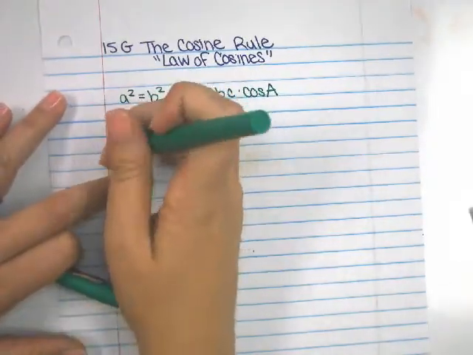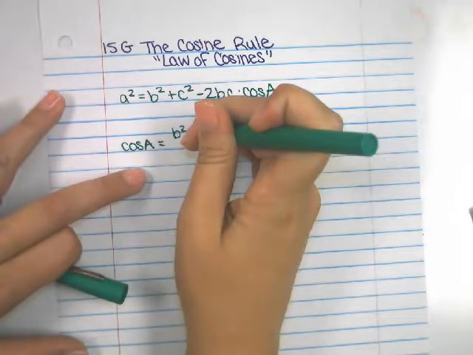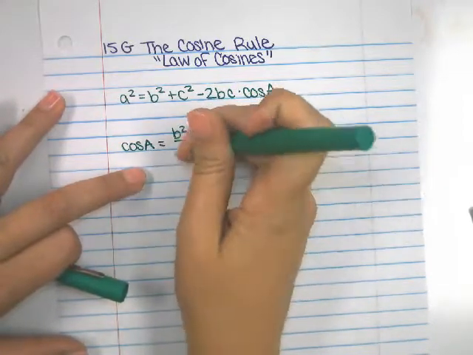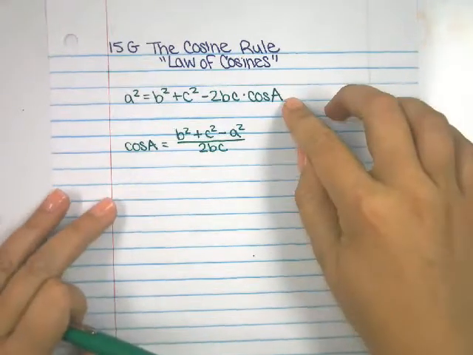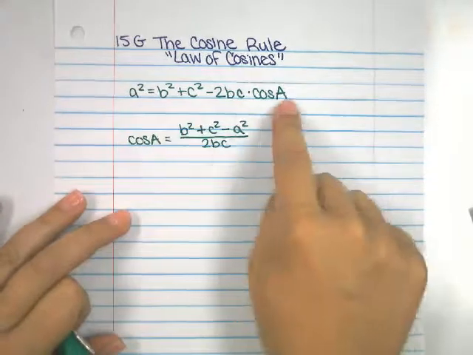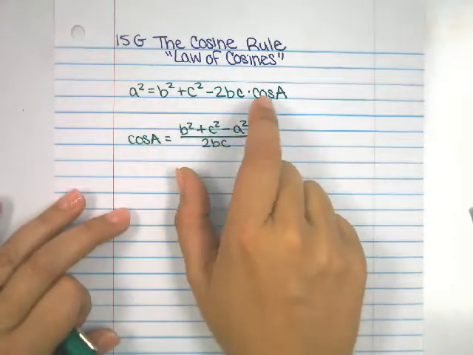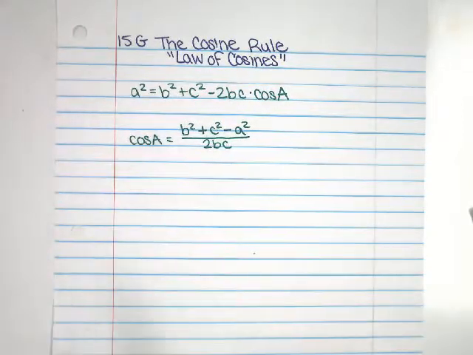Okay, there's that one, and then there's the second, which is the same formula as the first line, but they've solved it for the cosine of A. So this one has a squared equals b squared plus c squared minus 2bc cosine A. This one is just solved for the cosine of A. So you don't have to memorize these formulas.